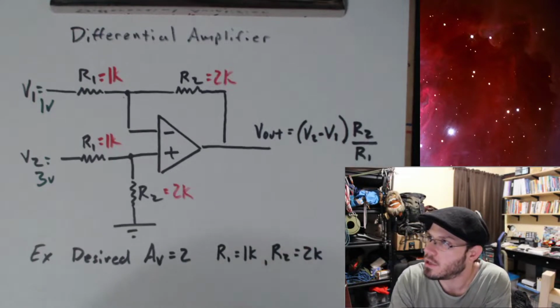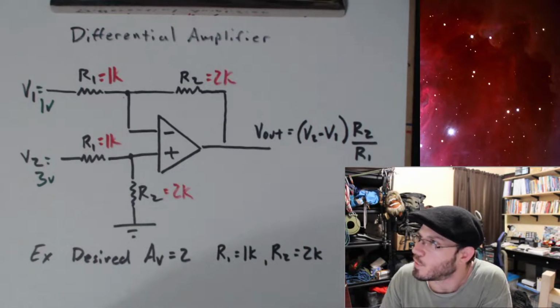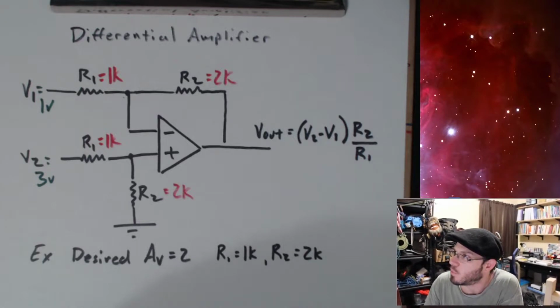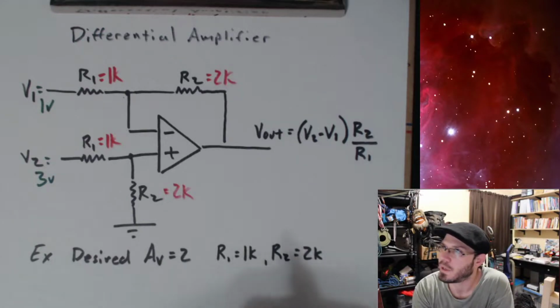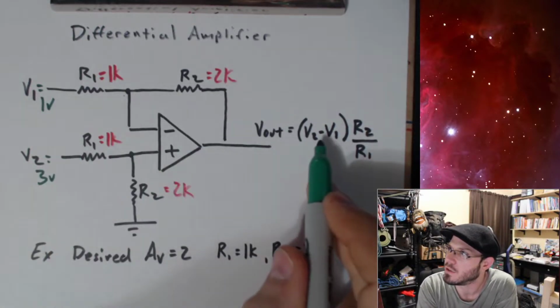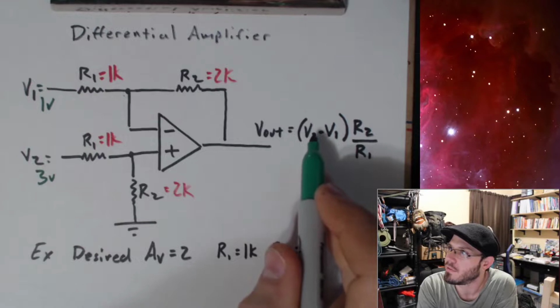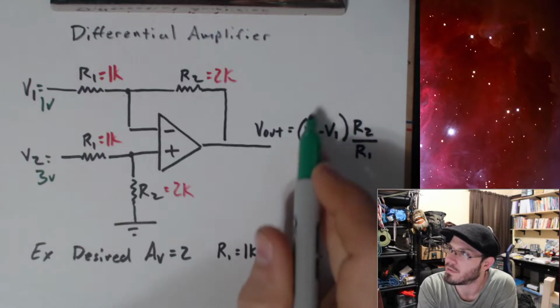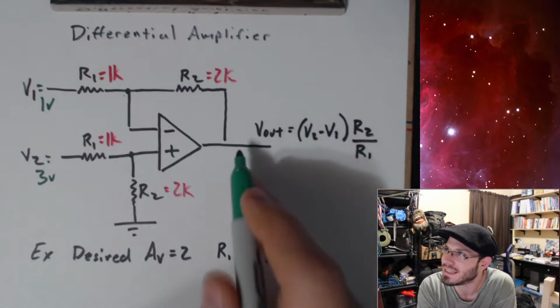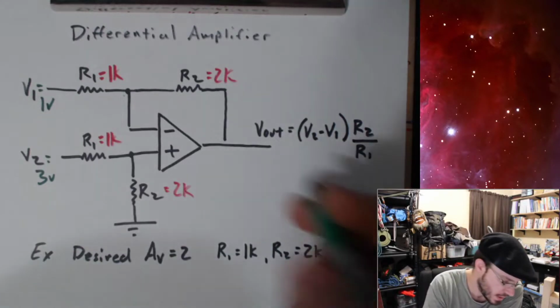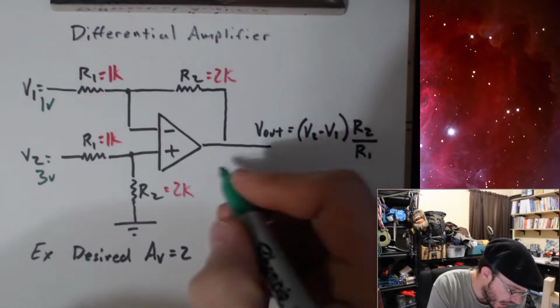Well, we know that the ratio of R2 to R1 is 2, so we should have a gain there. And at this point, according to this equation, we're just going to take the difference between V2 minus V1, so 3 volts minus 1 volt gives us 2 volts. 2 volts times our gain of 2 is going to leave us with 4 volts. So this is what we should get.